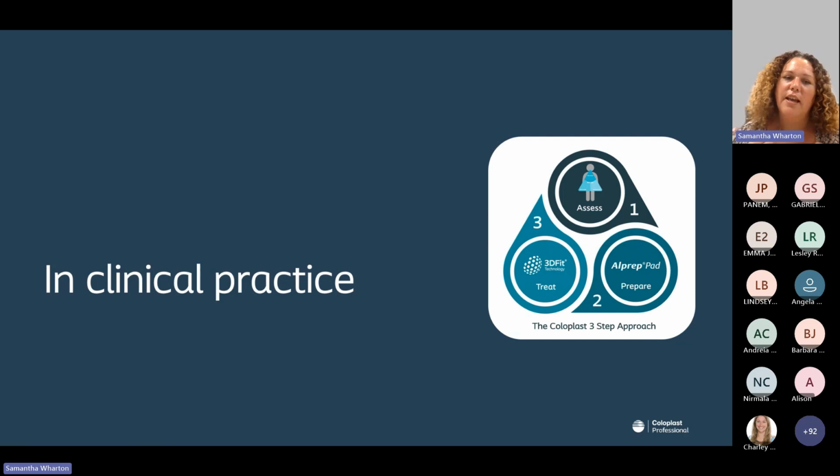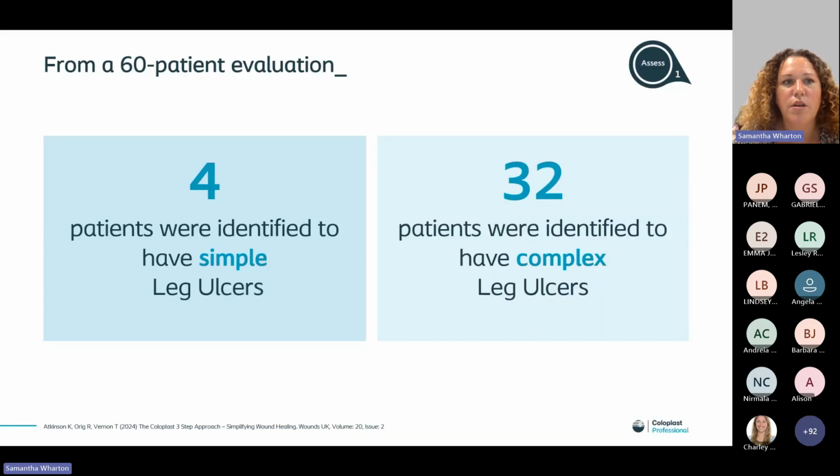So again, I'm just looking at clinical practice and highlighting how this simplified framework can get really, really good results. So at Coloplast, we've done a 60 patient evaluation. Out of the 60 patient evaluation, 4 patients were identified as having simple leg ulcers, and 32 were identified as having complex leg ulcers.